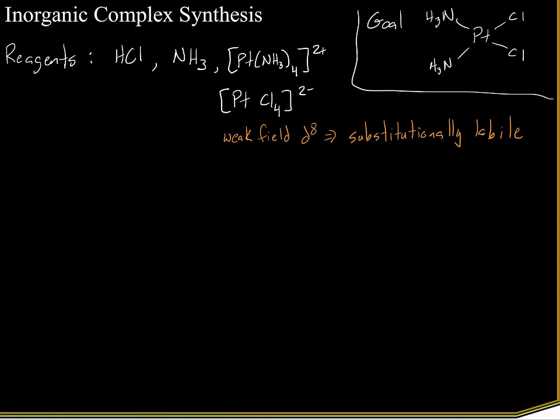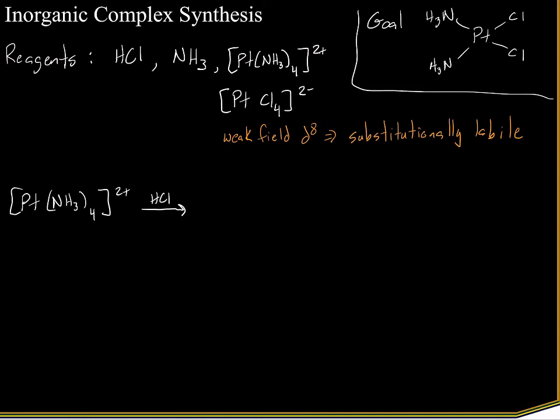So let's start by thinking about what our approach would look like if we started from the tetraammine platinum starting material. If we start with our ammine platinum and we were going to treat this with HCl, so we're introducing chloride ions into solution. HCl is a strong acid, so it completely dissociates in solution.